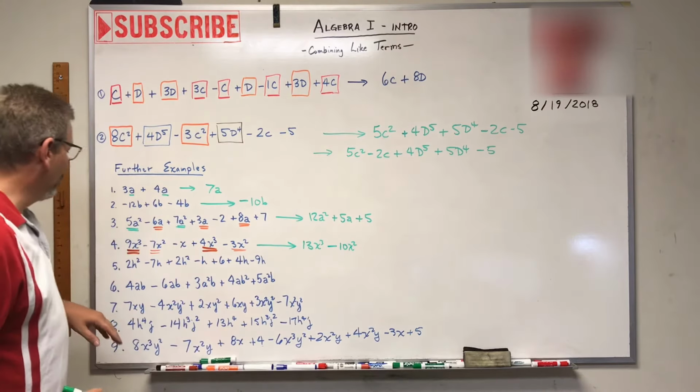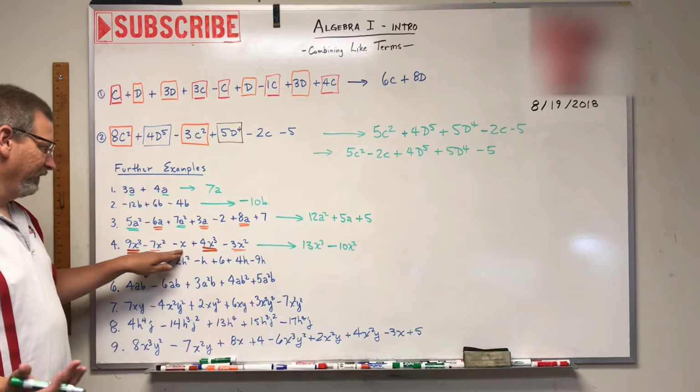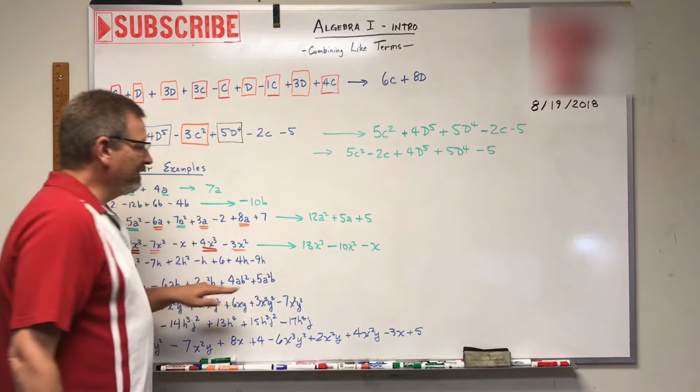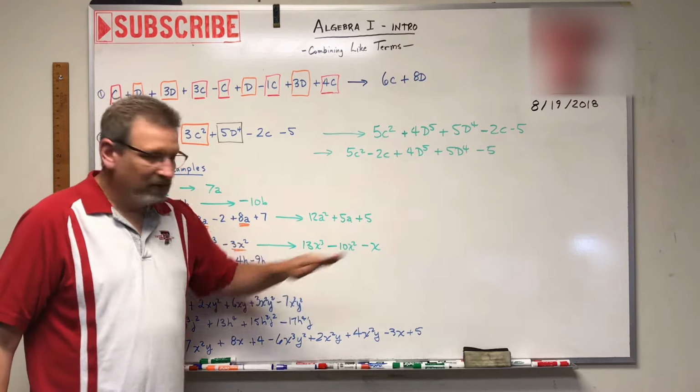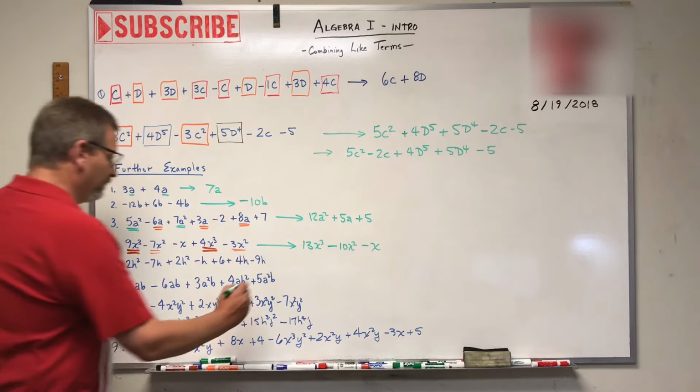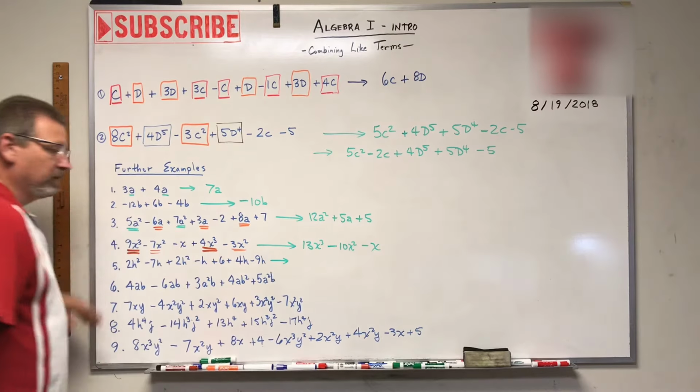Okay, and then what's left? That's all that's left, minus x. Right, and those don't go together. And look there, descending exponents, knocked it out. Okay, next one, number 4. Okay, hit pause.